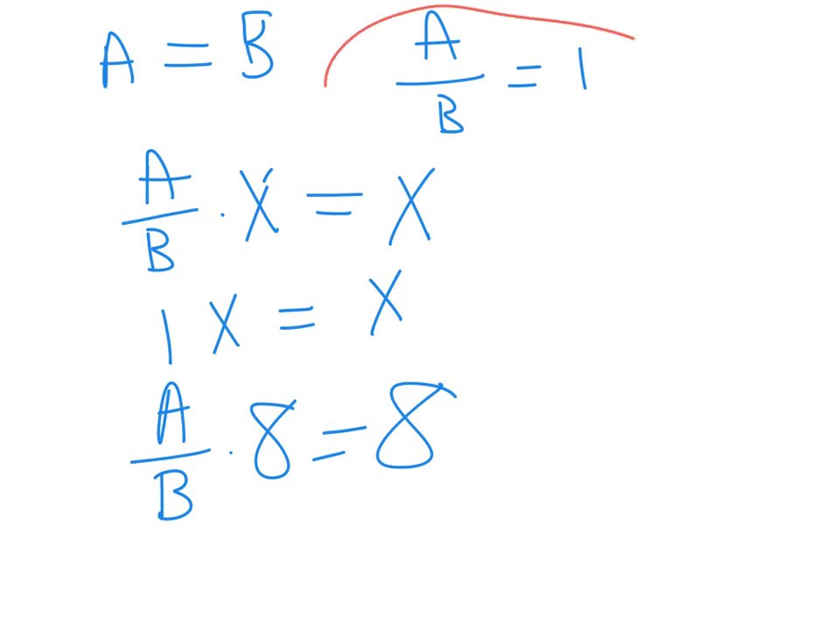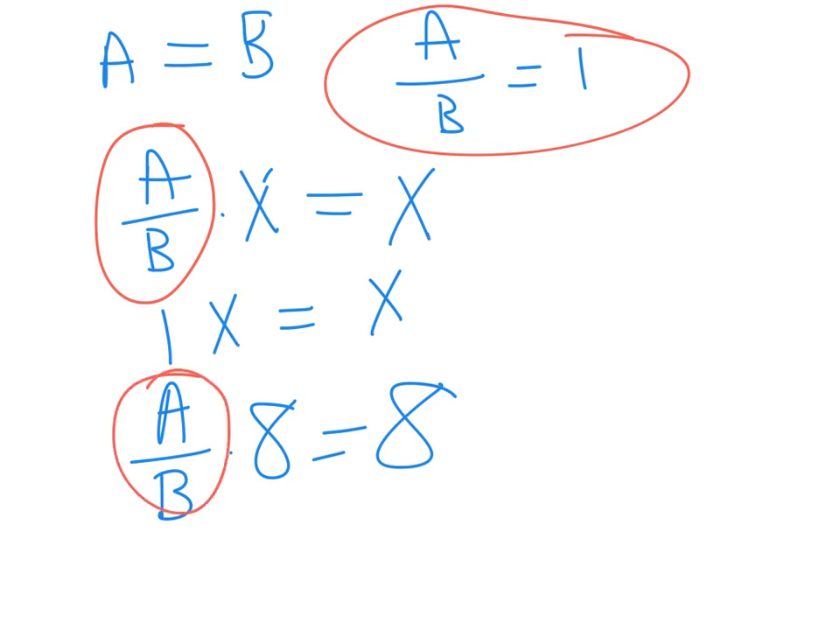This is the backdrop as far as algebra goes to why the dimensional analysis method works. We use ratios, and by a ratio, I'm talking about this a over b, that have a value of 1. And whenever we multiply something by a ratio that has a value of 1, we're not going to change the overall value of our measurement or our number or what the topic is there.